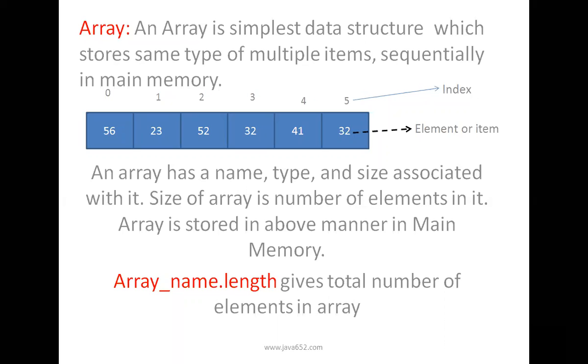What is this main memory? Is it a pen drive or what is it? Main memory is not the hard disk, it is RAM. So whenever you declare a variable or array, memory gets allocated in the RAM, that is, when the program is under execution.